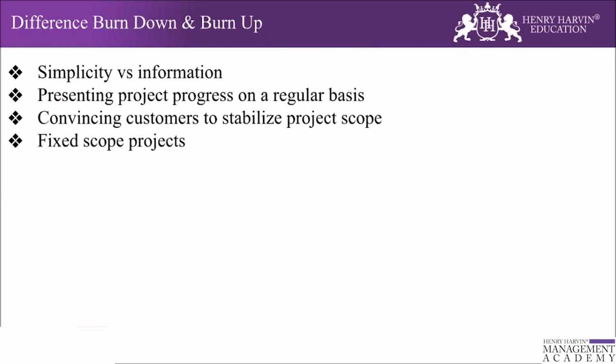For example, the effect of scope change. Scope change is when work is added to or removed from the project. We are all familiar with scope change. The client suddenly demands extra features, or work is removed from the project to meet the deadline. And sorry, the burn down chart does not show this information as clearly as the burn up chart.